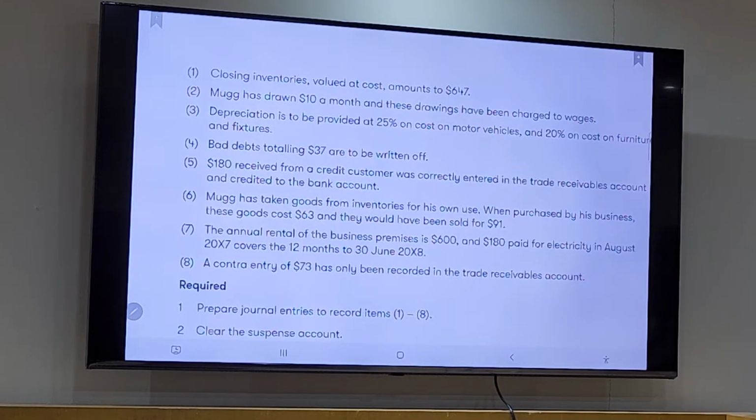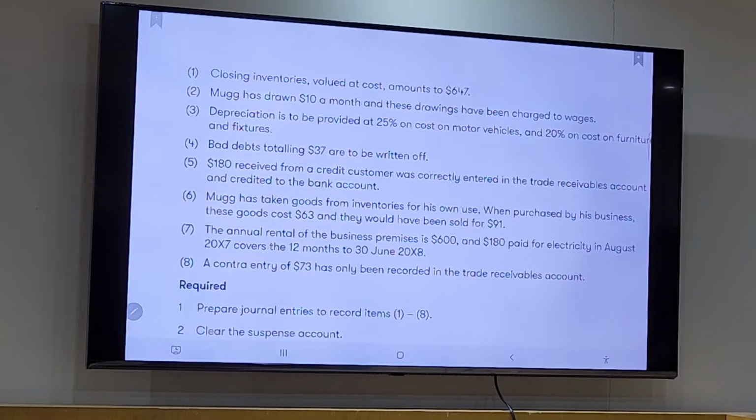Be careful with the English wordings. Here it is not written off yet. They are to be written off. It's not a provision, but we need to write off now. Bad debts are not recoverable debts. It's a bad debt, so it's not the allowances policy.